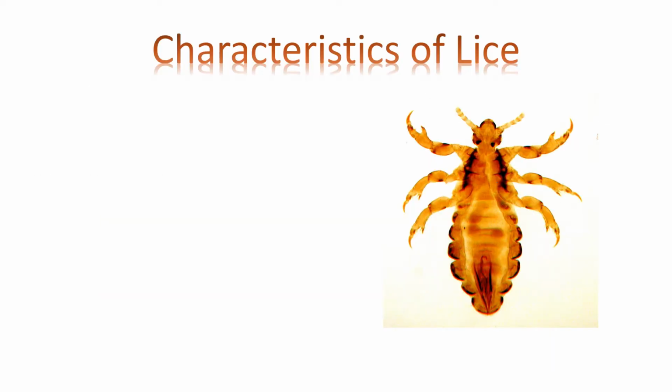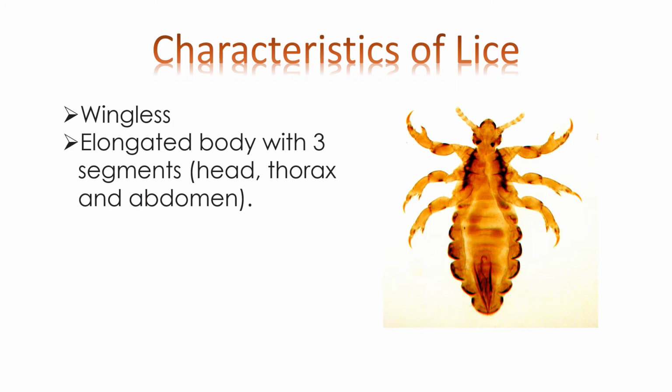Now, these are the characteristics of the louse or lice. Number one, lice are wingless, meaning lice have no wings. Another characteristic of lice: elongated body with 3 segments, head, thorax, and abdomen. The third one is short antenna. Okay, lice have short antenna.